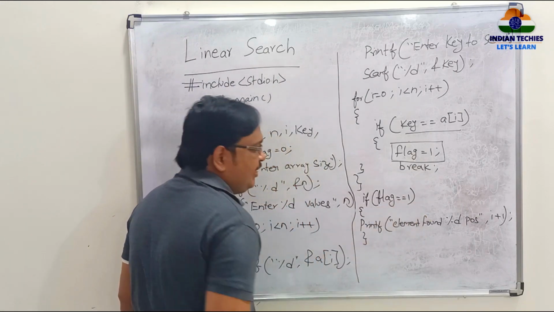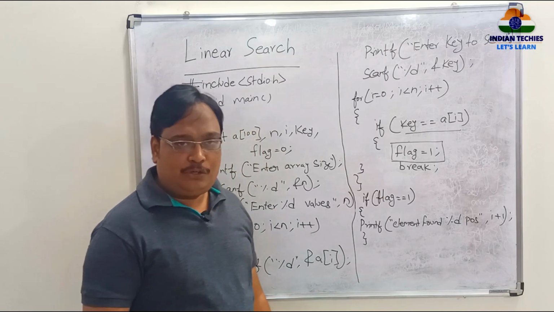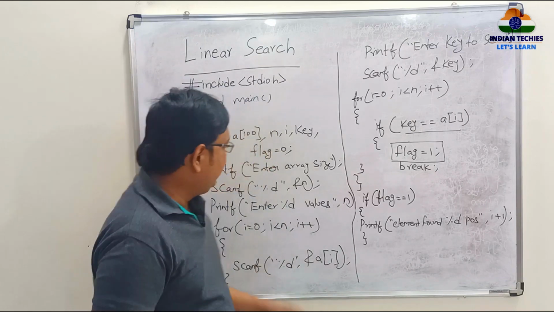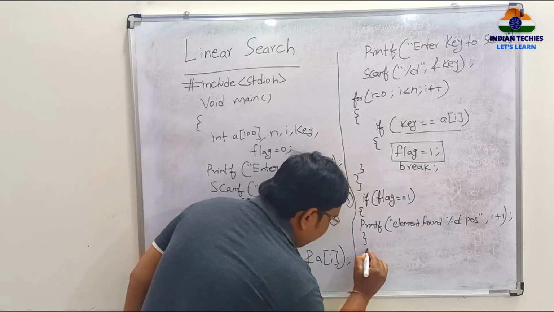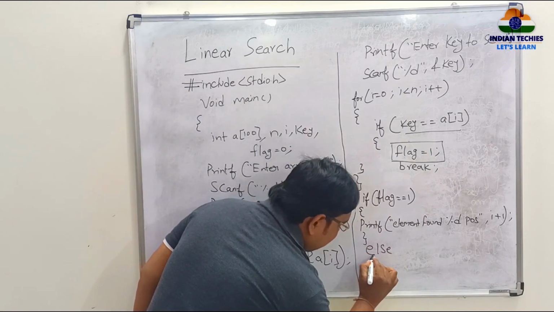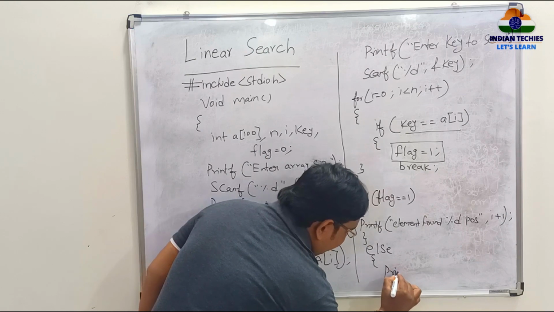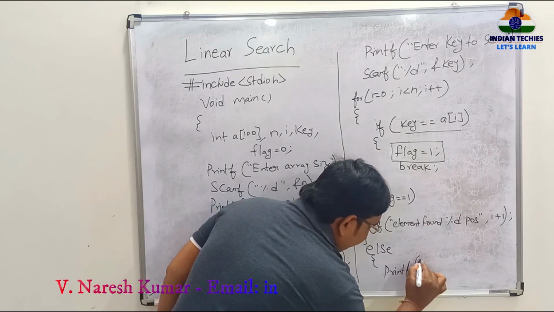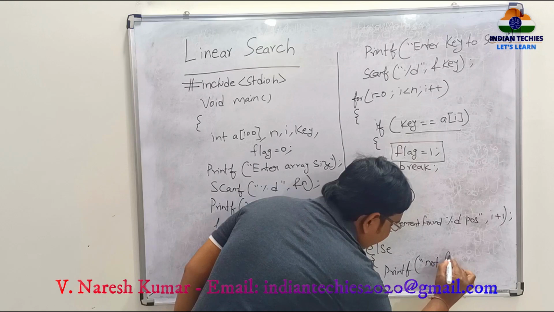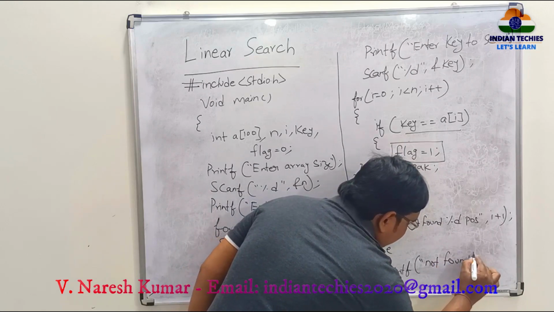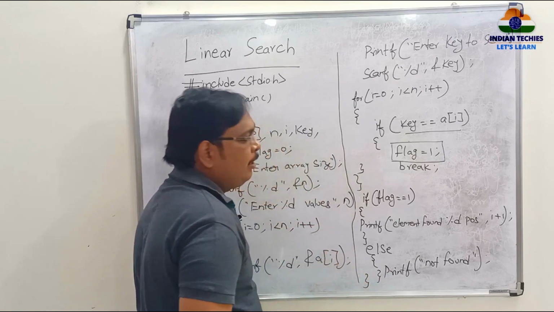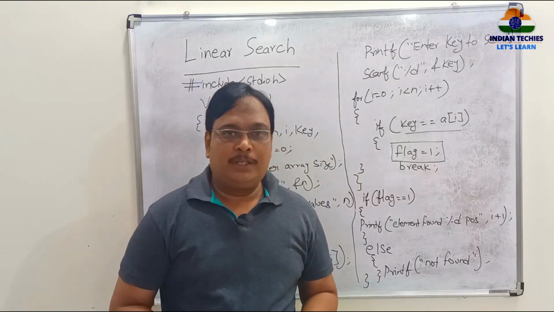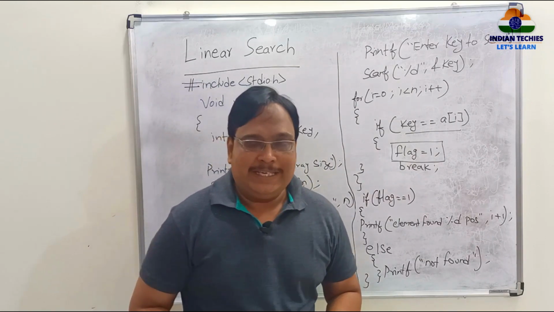Suppose this condition is false, that is flag is equal to 1. No, that is flag is equal to 0 obviously. What is the meaning? Element is not found. That is else printf. We will just write any statement of your wish, that is element not found. Close else and close the main program. This is how we perform the linear search program.